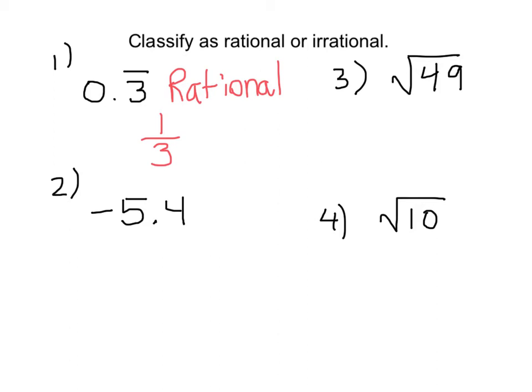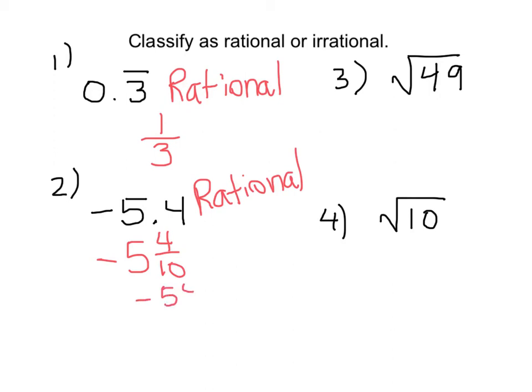Number 2, negative 5.4. This is a terminating decimal. So this would also be considered a rational number. And I could write this as a fraction if I wanted to. This would be negative 5, and then 0.4 means 4/10. And then I can write this as an improper fraction. It would be negative 54/10.